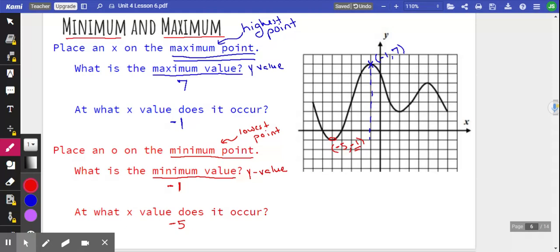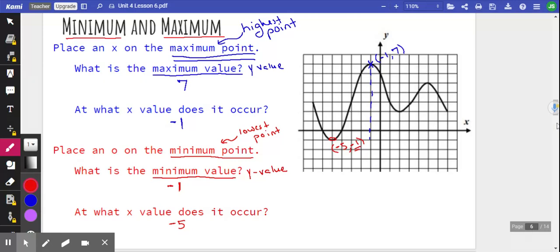Okay, so these should sound familiar. We see maximum and minimum in other parts. We dealt with them a little bit in inequalities. Like if there was a maximum amount of money that someone could spend on something, that was the limit, the highest amount. So it's the same idea here, just looking at the highest point for maximum and the lowest point for the minimum.